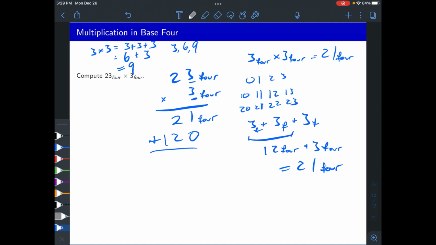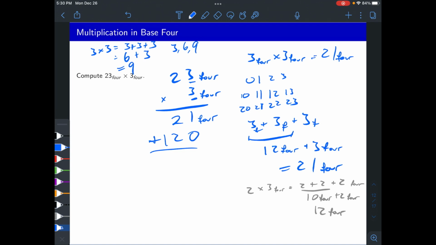But maybe as an aside, you could also think of this as repeatedly adding 2. So 2 times 3 base 4 is 2 plus 2 plus 2 base 4. 2 plus 2 makes 1 group of 4, so 1, 0 base 4. And then 1, 0 base 4 plus 2 base 4 is just 1, 2 base 4. So this confirms that we should get 1, 2 base 4.